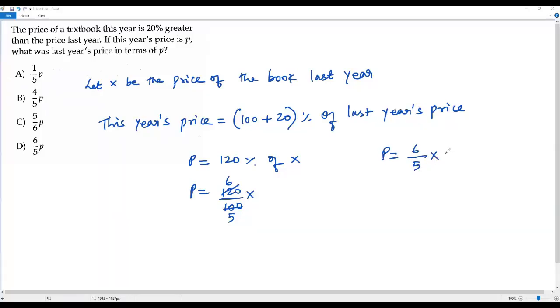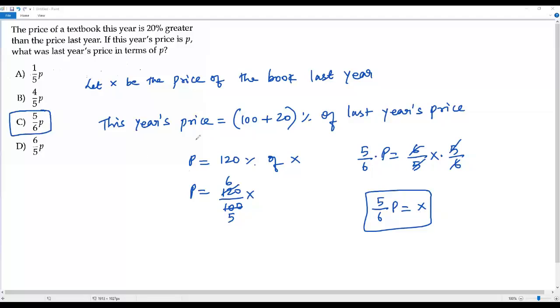Okay, my aim is to solve for X, so I have to get rid of this 6 over 5. For that, I multiply both sides by 5 over 6. 6 will cancel, 5 will cancel out. So 5 over 6 times P equals X. So I got the last year's price X in terms of P. That is X equals 5 over 6 times P. So the correct answer choice for this question is option C.